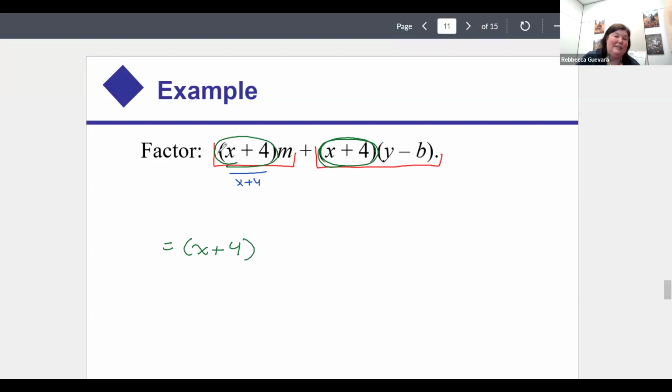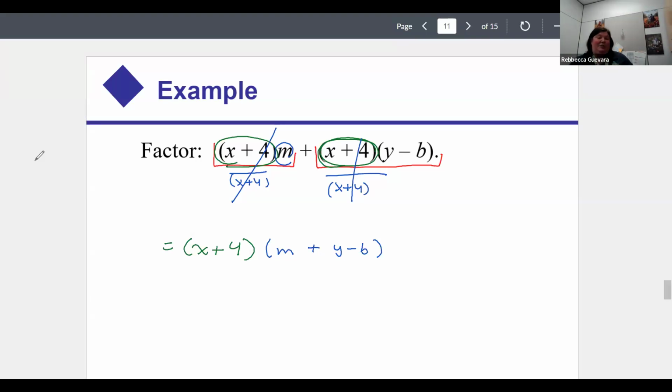So like I said, when we factor out, we're essentially dividing it out of the term. If I do that, all I'm left with here is m. And then if I divide this by the x plus 4, these terms cancel each other, and I'm just left with the y minus b. So in this case, all I did is I factored out that x plus 4. So I was factoring out a binomial factor for each. We're going to do a little bit more with this in just a second.